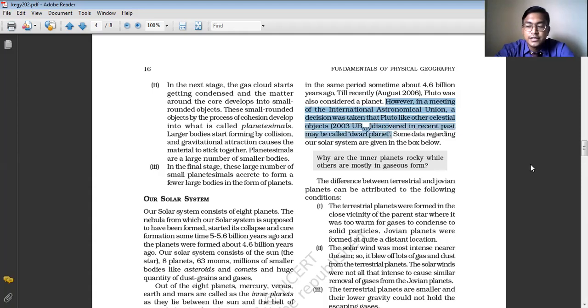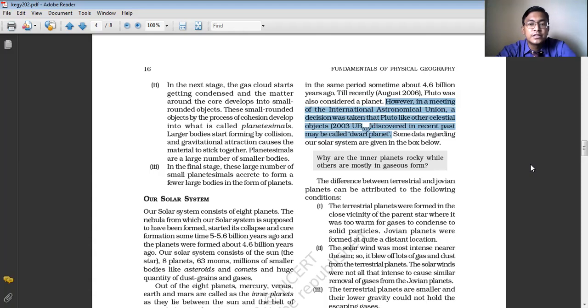In the recent meeting held by the International Astronomical Union, which is basically an organization of astronomers, the scientists who carry out research in the field of astronomy, they said that the objects which have been discovered recently, after 2003, can be considered dwarf planets.